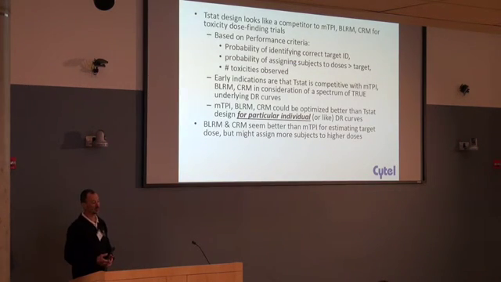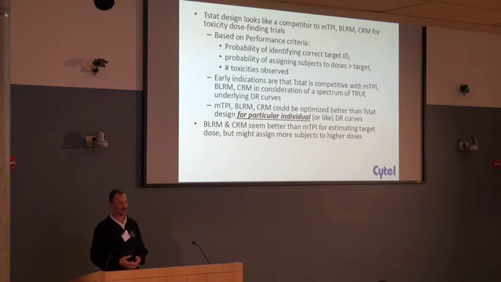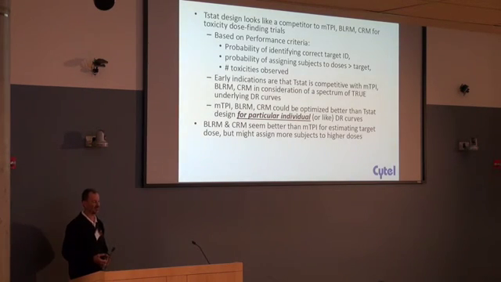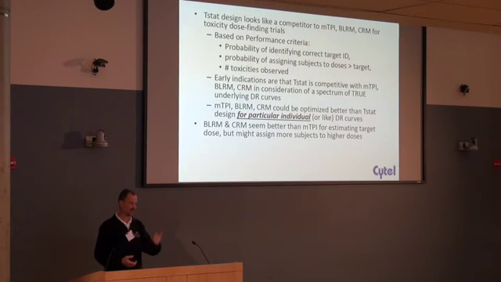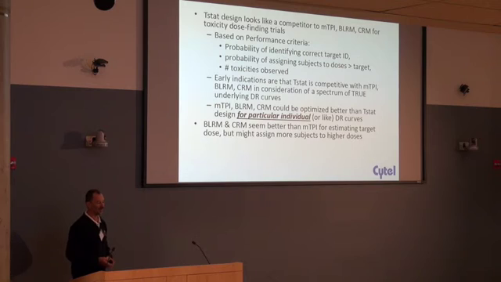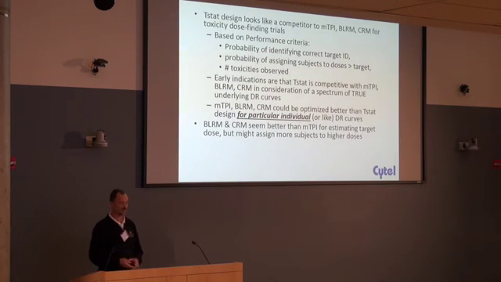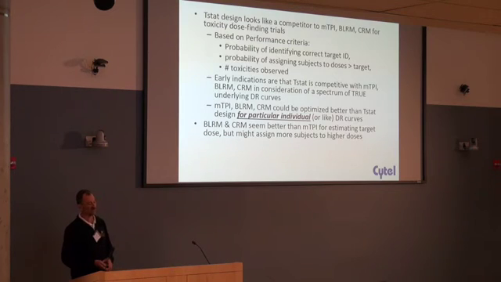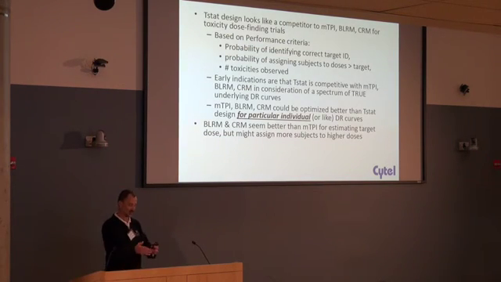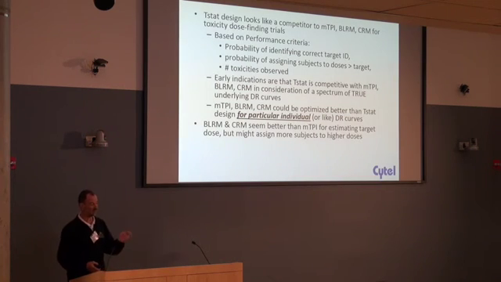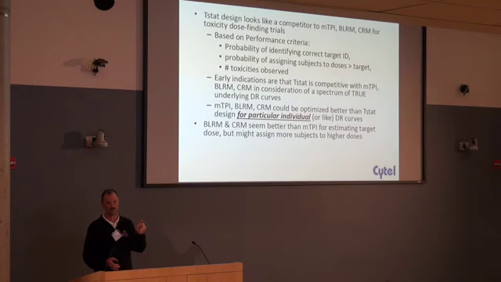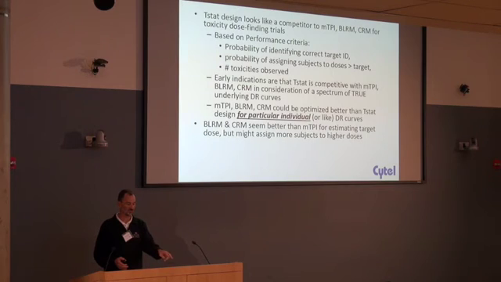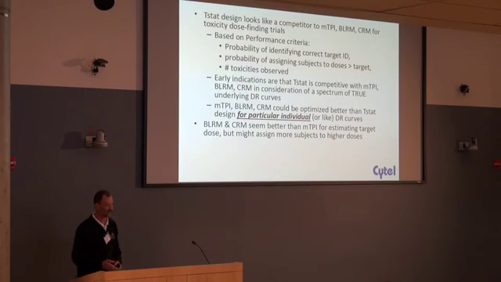So back to the remarks, to sum up, the T-statistic design looks like a competitor to the 3 designs in East. And that's based on the 3 performance characteristics that we talked about. These are early indications that it's competitive across a spectrum of true underlying dose response curves. So if you don't know where you are, could be any of these extremes, it performs well. But if you can zero in on a particular 1 or 2, then you might be able to optimize the model-based designs or the mTPI to perform better.